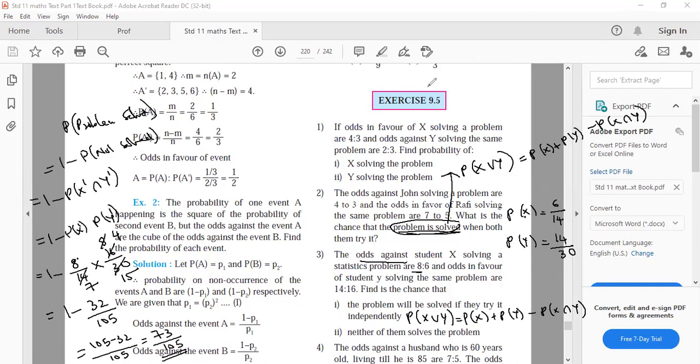So probability of problem solved you do by this method. Don't use the union method, because if 3 people are there, it will become a very lengthy method. So always use probability of problem solved is 1 minus probability of not solved. Neither of them solves, we already calculated, is 32 by 105.